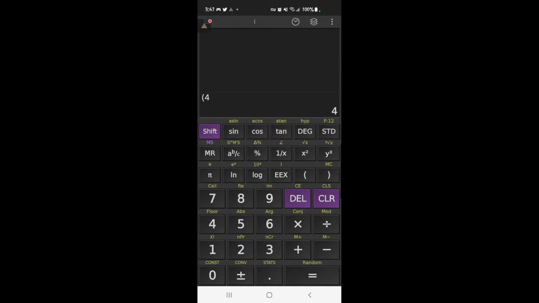We try that. 4 squared divided by pi. Okay, it gives us that. Okay. Squared minus pi squared.